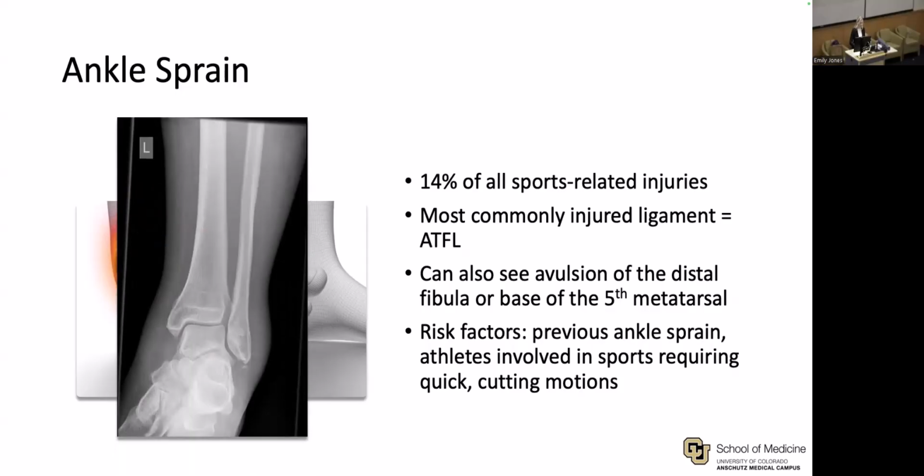So I added a little x-ray here, and you can see there's a little chip off the distal fibula here. And I think this is an important point to make. You can also see this on the base of the 5th if it was a bad ankle sprain. And these are treated as any other ankle sprain. Maybe it's going to be more painful, but it's not treated any differently than I would any other ankle sprain. And then risk factors are previous ankle sprain, and any athletes that are involved in sports requiring quick cutting motions.